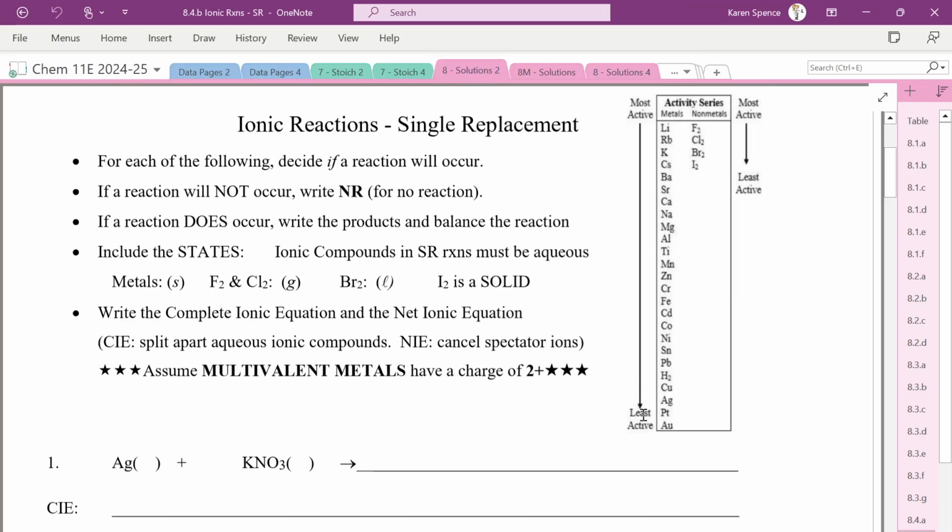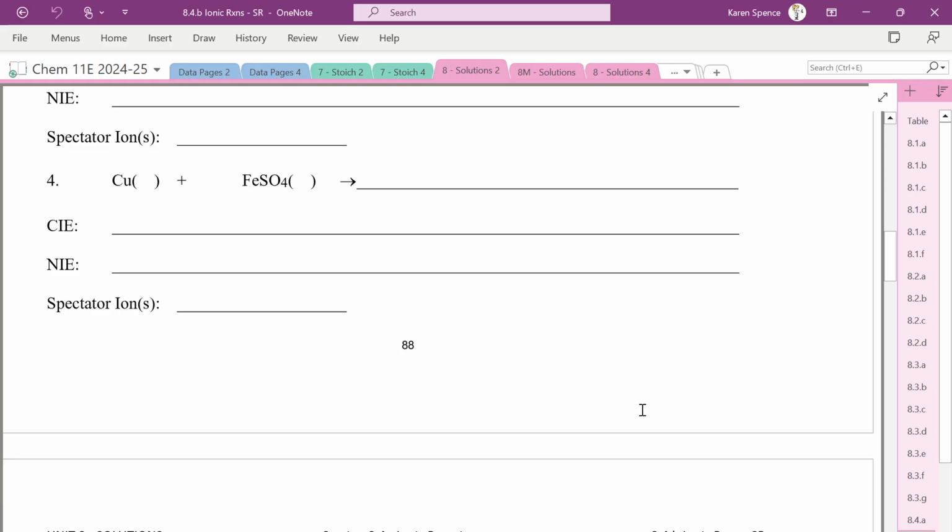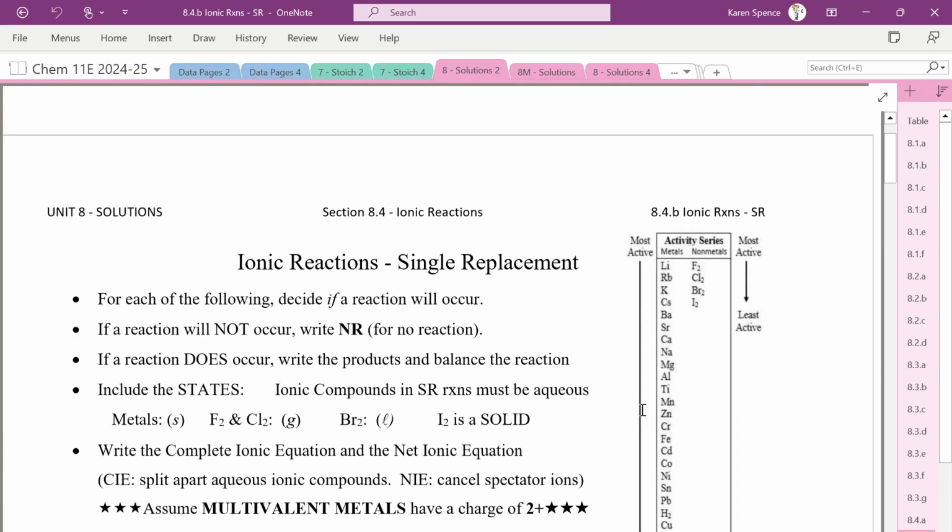I need to teach you here, page 88, because basically this is just more to do with ionic reactions, yes? Now, instead of single replacement, they are, or sorry, instead of double replacement, they are single replacement. I said that backwards, sorry.